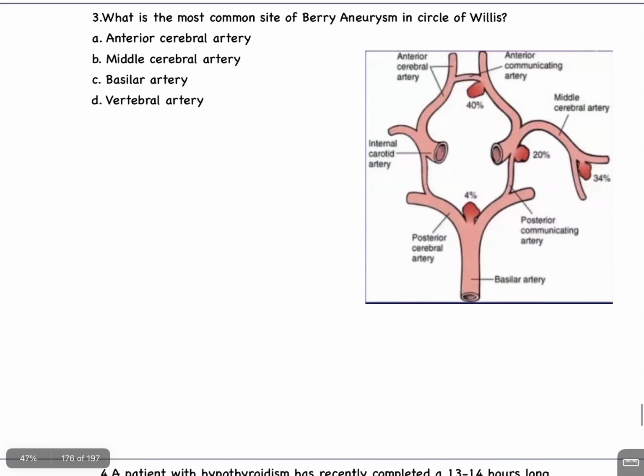Question number 3. What is the most common site of Berry aneurysm in circle of Willis? A. Anterior cerebral artery. B. Middle cerebral artery. C. Basilar artery. D. Vertebral artery. इसका आंसर है anterior cerebral artery.